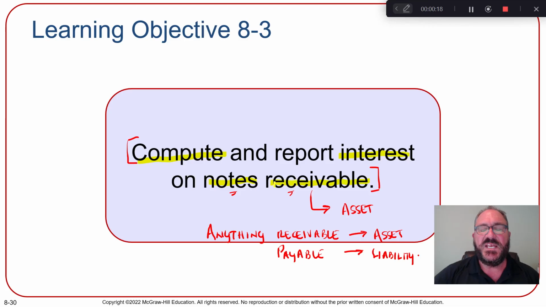Okay, so the first thing is anything receivable, anything coming to you, that's an asset on your books. That means you lend somebody money, they owe you the money and interest back. So anything receivable is an asset. Anytime you see the word payable, that means it's a liability. So just remember, receivable, asset, payable, liability. Okay? Anytime you see those words.